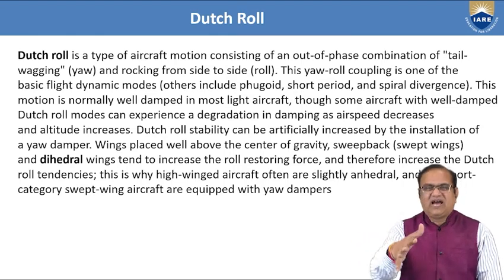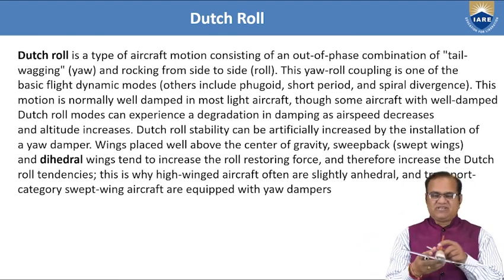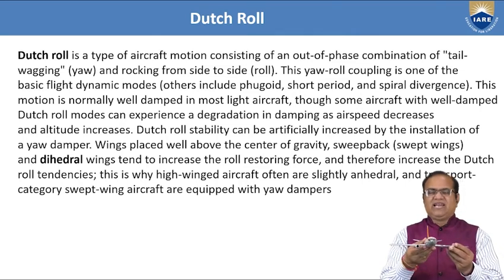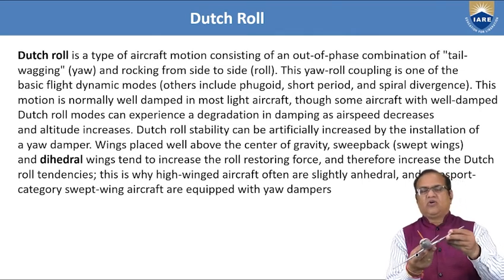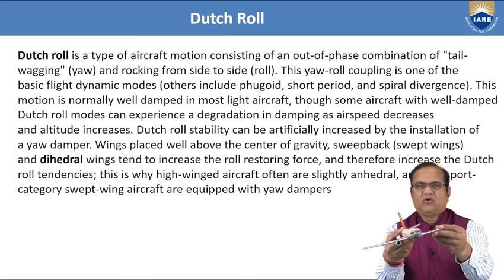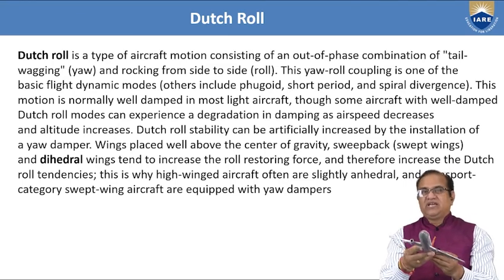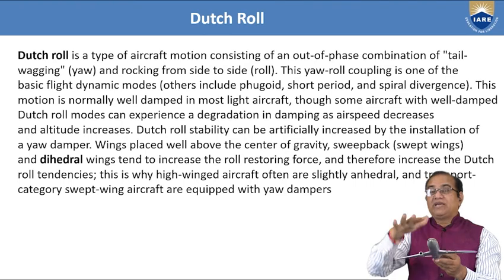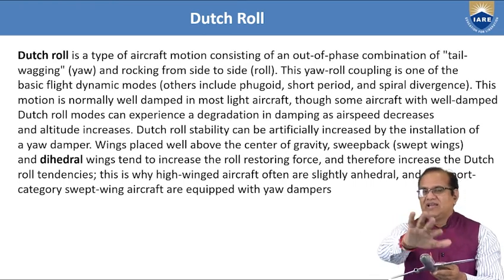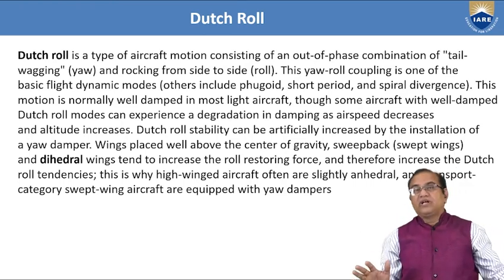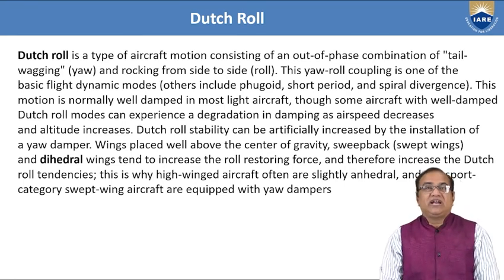Yaw roll means roll and yaw. Both will happen. I am showing you, the aircraft is flying like this. It will yaw, roll. Again yaw, roll. Like this, two different motions, yaw and roll, will be combining and continuing. This type of motion is called the Dutch roll.